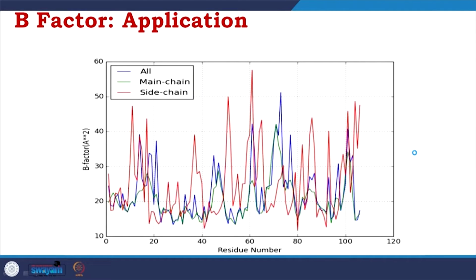Application of B factor. If you plot the whole protein, main chain and side chain, you will see for sure more movement on the side chain. That is why you see in the B factor versus residue number plot a higher B factor for the side chains, because the main chain is forming the core of the structure, they are more stable definitely than the side chains.